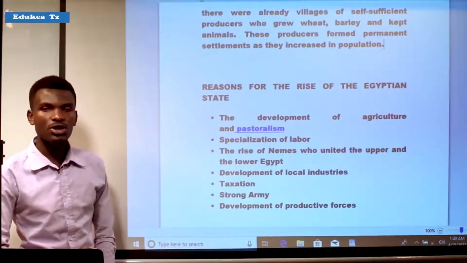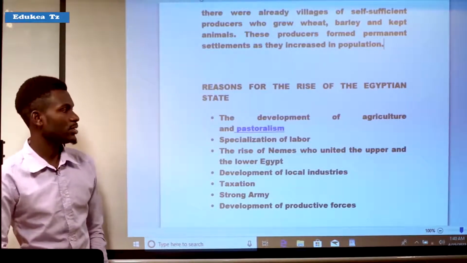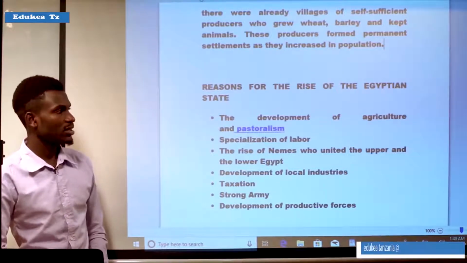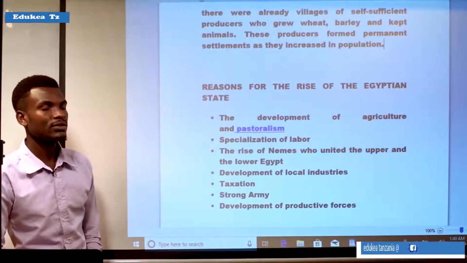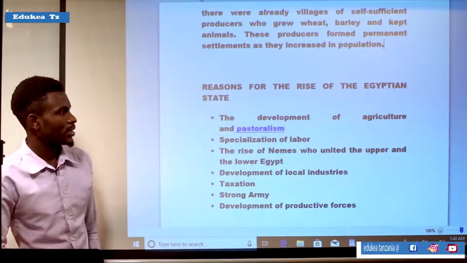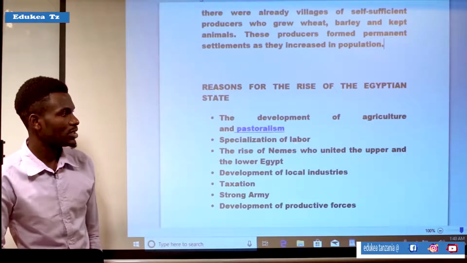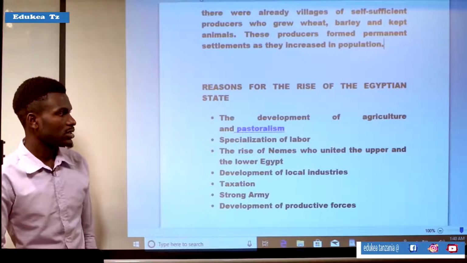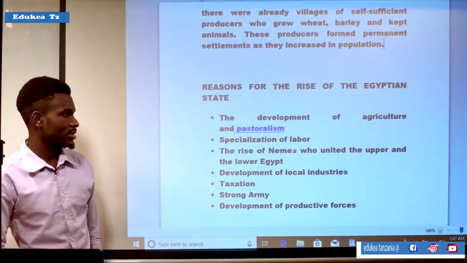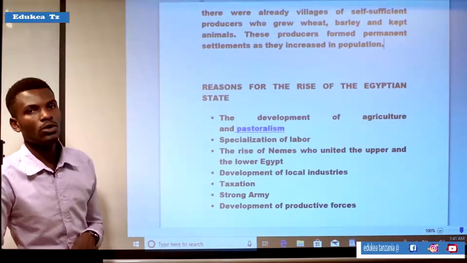It means that in Egypt there was the development of crop production and animal keeping. In that way, there was abundant food to feed the population, and that made Egypt form a centralized state. Another reason for the rise of the Egyptian state was specialization of labor. It means that there was specialization in the production of different products in Egypt, and that led to the formation of the Egyptian kingdom.